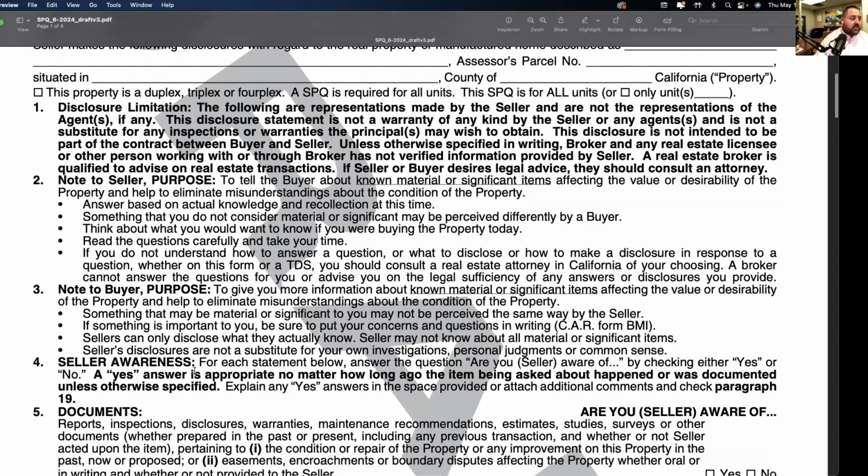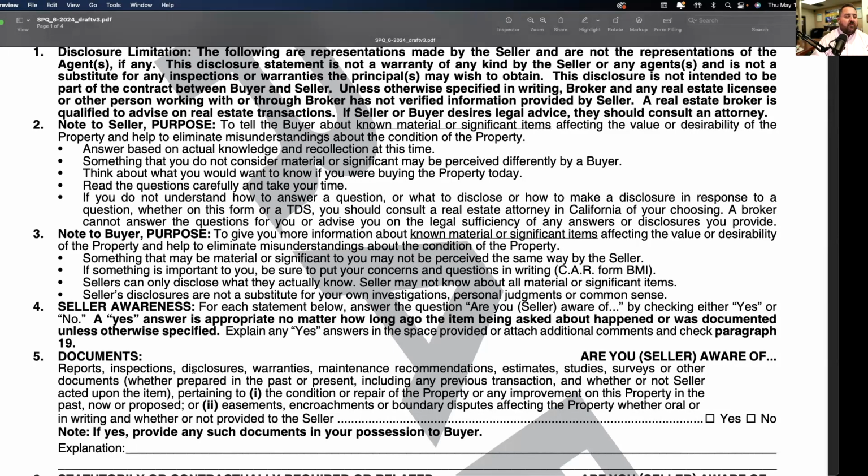Okay? Note to buyer. To give you more information about known material significant items affecting the value or desirability of the property and help to eliminate misunderstandings about the condition of the property. Something that may be material significant to you may not be perceived the same way by the seller. Again, it's an opinion. That's why I always like to say, think about it as if you were going to buy it, seller, because the buyer has a different view of your property than you do. That's your house. You love it. I get it.